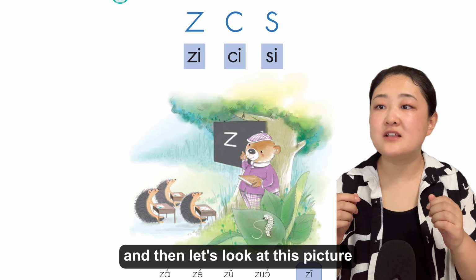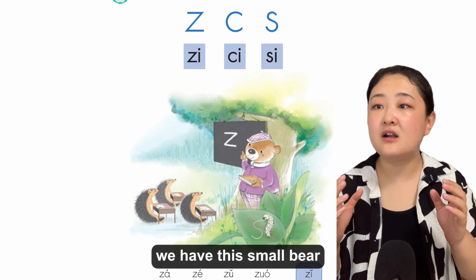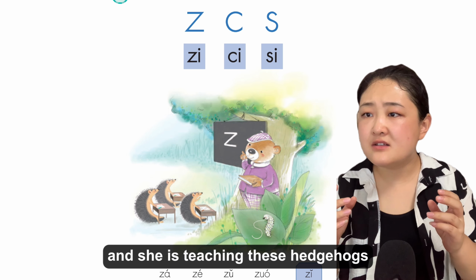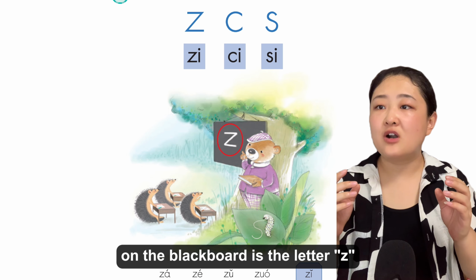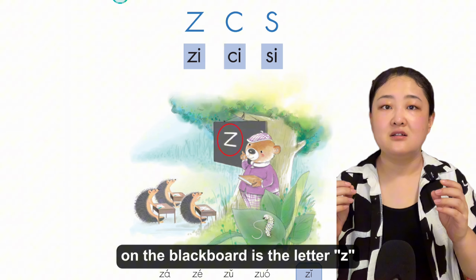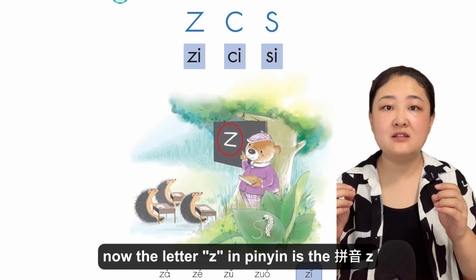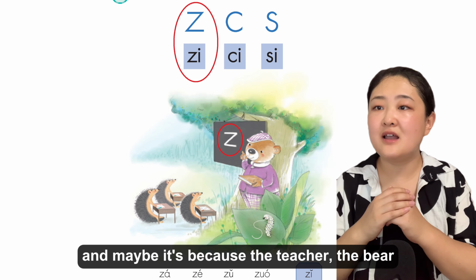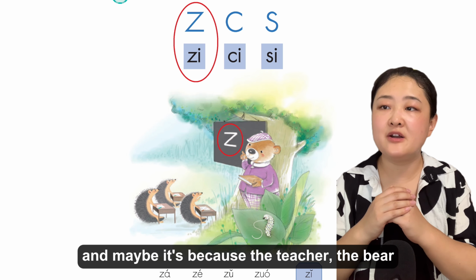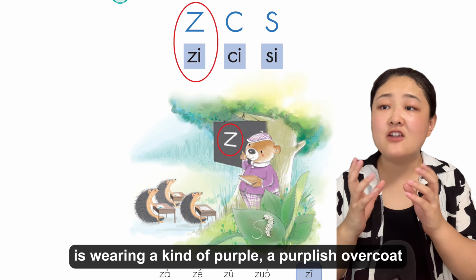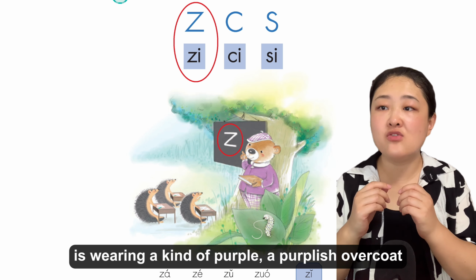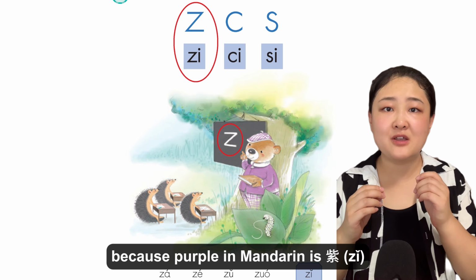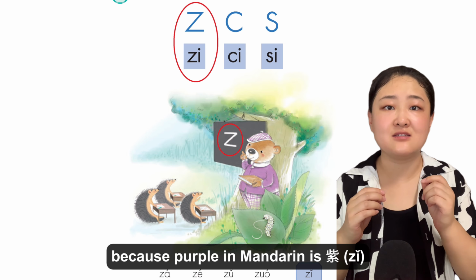And then let's look at this picture. We have this small bear, which is kind of a teacher, and she is teaching these hedgehogs. On the blackboard is the letter Z. Now the letter Z in Pinyin is the Pinyin z. And maybe it's because the teacher, the bear, is wearing a kind of purplish overcoat. That's how small children are supposed to associate, perhaps, because purple in Mandarin is zi.